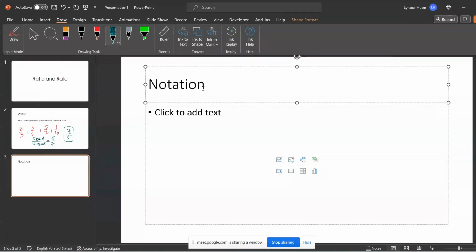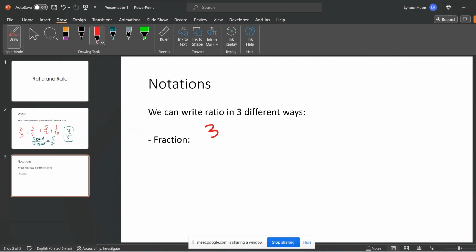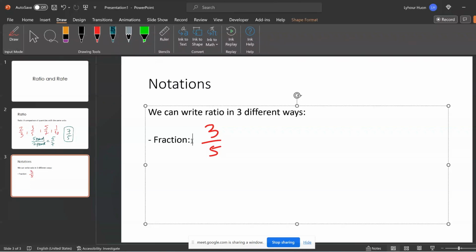Notations of the ratio. We can write ratio in three different ways. Number one, we write as a fraction. So a fraction is a ratio. For example, 3/5. That is a ratio. Another one we write as proportions.